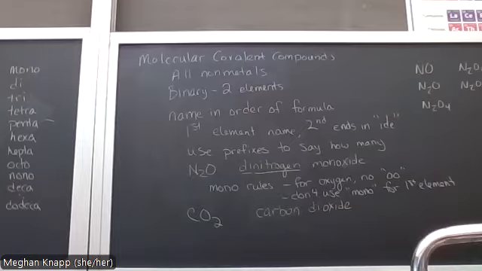Okay. Second will always end in I. Okay. So here we would have not mononitrogen, but just nitrogen monoxide. We just did this one. This one will be dinitrogen tetraoxide, dinitrogen trioxide, dinitrogen pentaoxide. Okay.